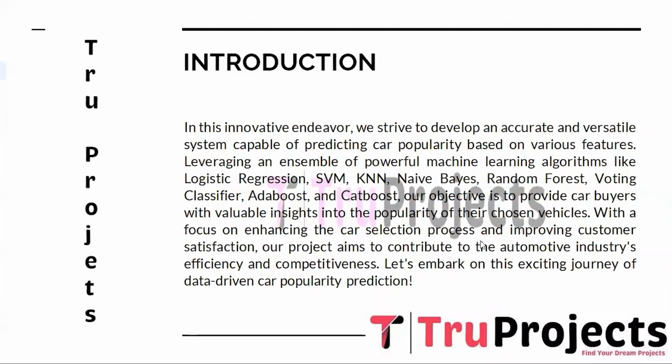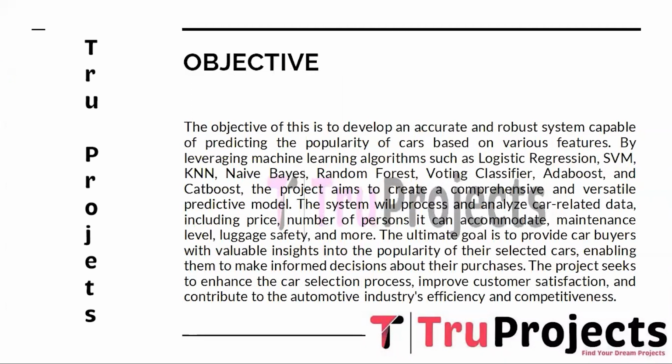Our project is dedicated to optimizing the car selection process, enhancing customer satisfaction, and contributing to the automotive industry's competitiveness. The primary goal of this project is to build a highly accurate and robust system that can predict the popularity of cars based on various attributes. To achieve this, the project leverages a diverse range of machine learning algorithms including logistic regression, SVM, KNN, Naive Bayes, random forest, voting classifier, AdaBoost, and CatBoost. These algorithms collectively form a comprehensive and versatile predictive model.